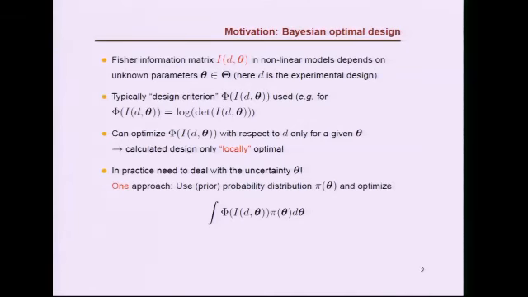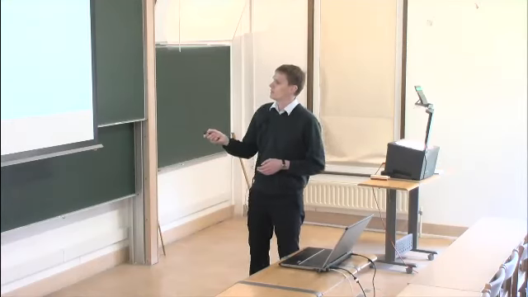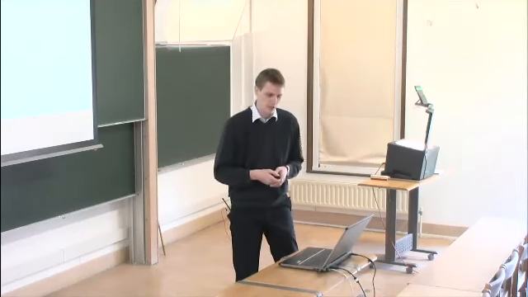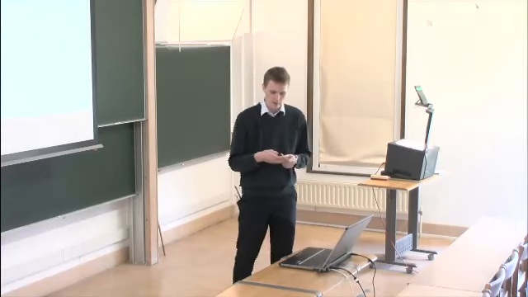So in practice, of course, you do not really know the parameters, so you have to, in some way, deal with the uncertainty in the parameter. So there are a variety of options, I think, in the optimal design literature. And one option is then to use a Bayesian approach. So instead of optimizing just the design criterion, optimizing an average design criterion, averaged with respect to a prior.